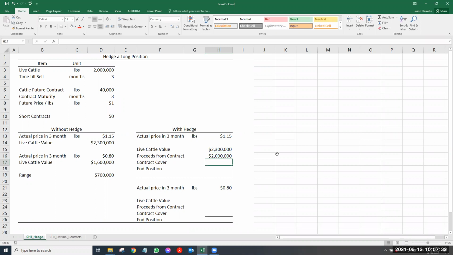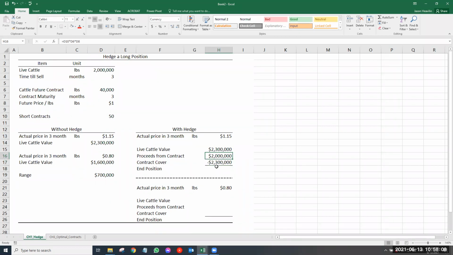So what happens is, in order to do that, you're going to have to buy it at the market price. So now you're still doing the 50 contracts times the 40,000 pounds, but you're buying at 115. Let's put a negative there because that's money going out. That's a cash outflow. What happened is that you had to buy it at 115 and sell it for $1, so what you spent was more than what you got in the contract.